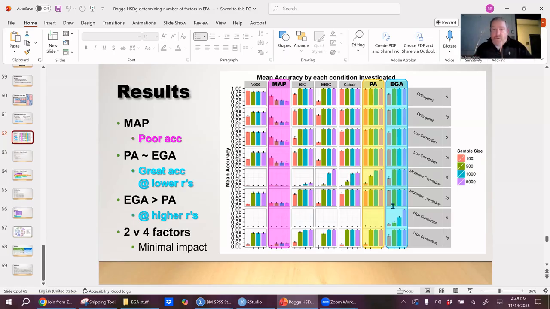This is a graphical representation of their findings. I've added the pink, yellow, and blue highlights. So MAP, this is average accuracy by each condition. So the 4 different bars are the 4 different sample sizes in each square. Does it make sense? The height of the bar is how accurate, how many times it gave the correct result. These are simulated data sets. So we know, are they putting the right items on the right factors? Is it telling you the right number of factors?